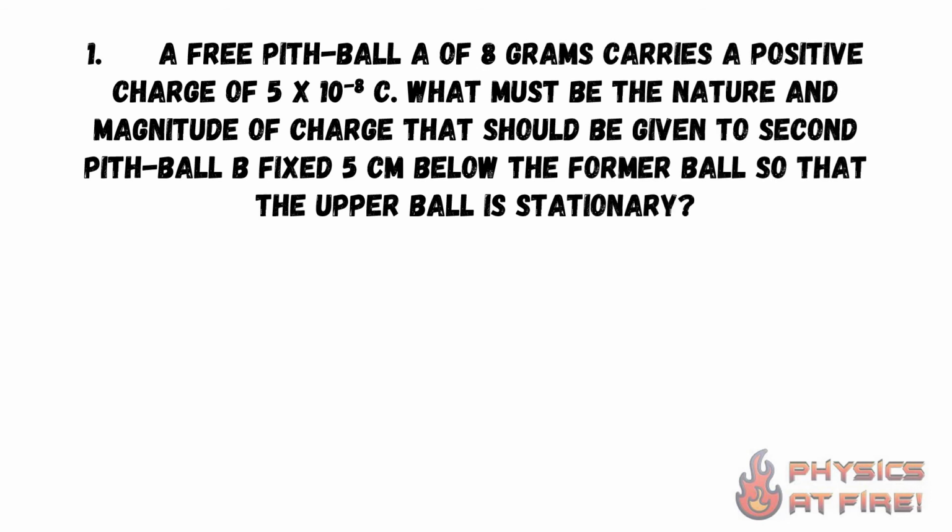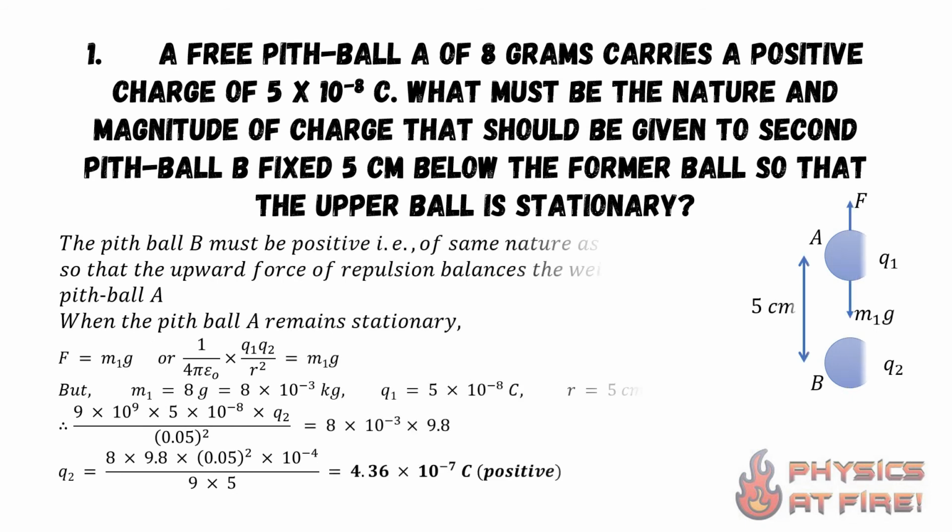What must be the nature and magnitude of charge that should be given to second pith ball B fixed 5 centimeters below the former ball so that the upper ball is stationary? The pith ball B must be positive, that is, of same nature as that of A, so that the upward force of repulsion balances the weight of pith ball A.